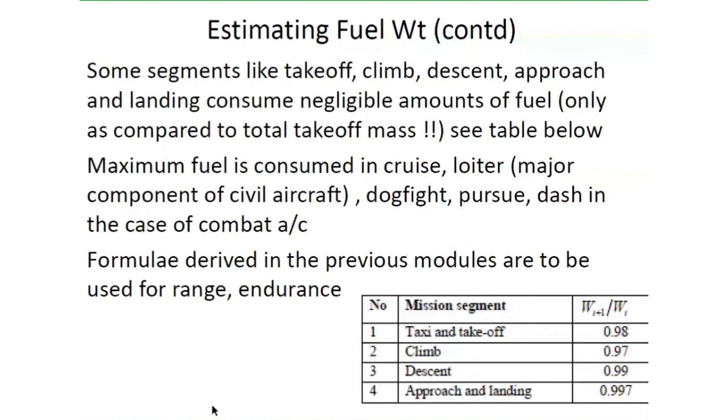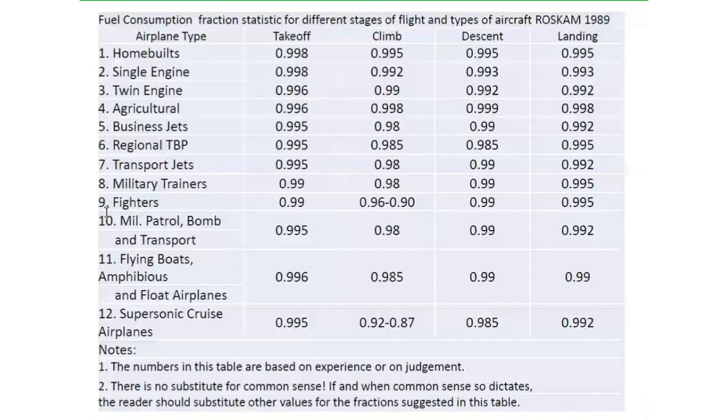So here is the fuel consumption statistic for different stages of flight, and again, a little more detail for what kind of aircraft you're looking at: home build, single engine, twin engine, the same numbers are there. And supersonic flight, cruise airplanes, all of them are around the same thing. So 0.98 to 0.96, 0.97, around that. So they don't change much. So this can be used.